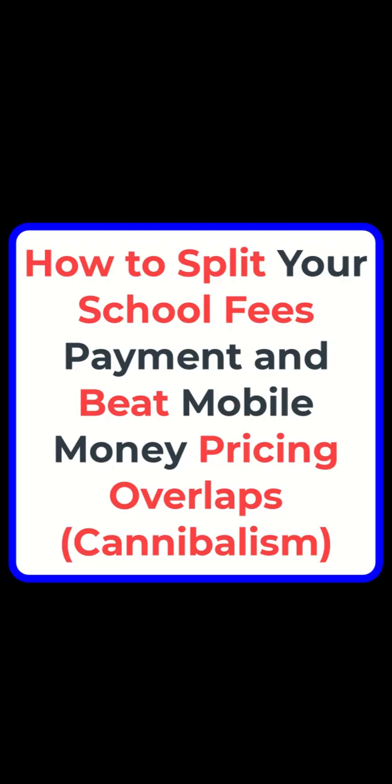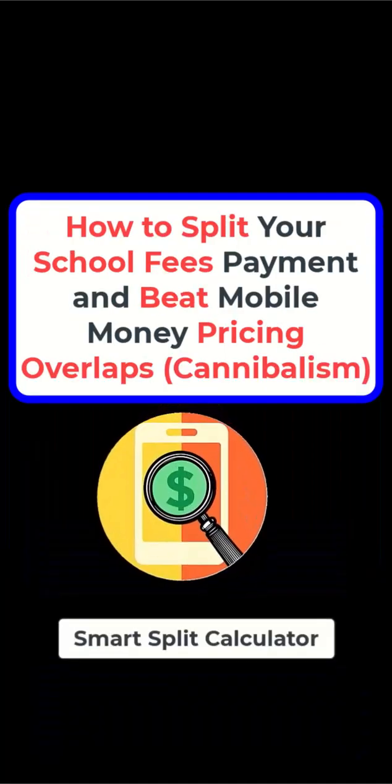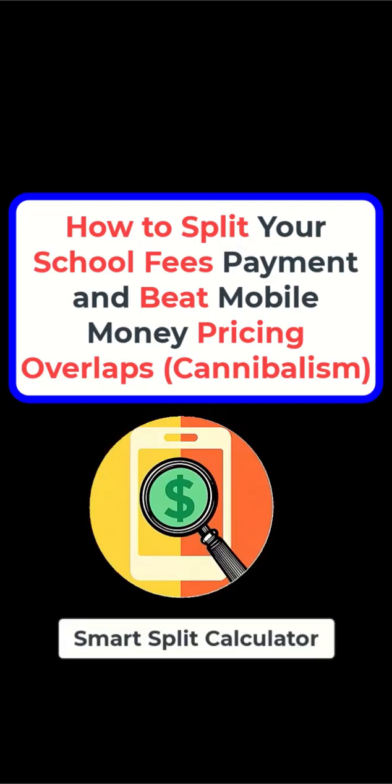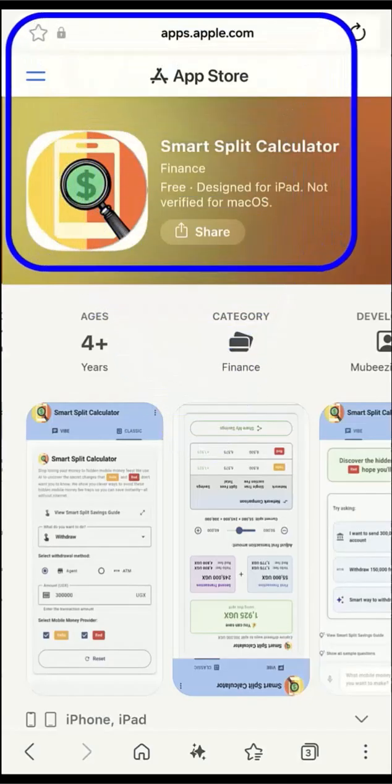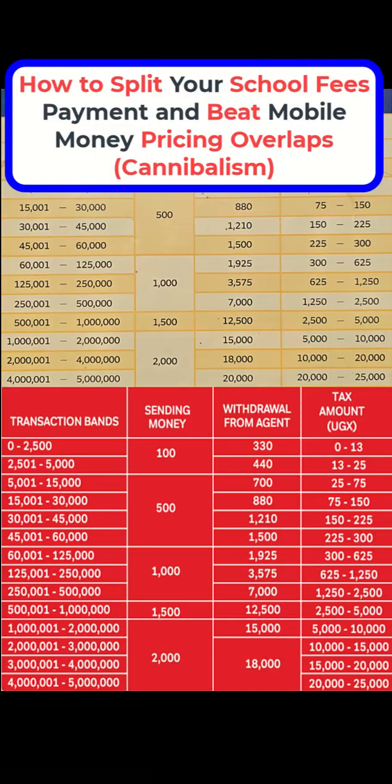In this video, I will show you how to pay school fees in installments and still save money. And if you have the Smart Split Calculator app, about 90% of what I'm about to show you is done for you automatically. You can download it from the Google Play Store or the App Store if you're on an iPhone or iPad. For this example, we'll use 510,000 shillings.